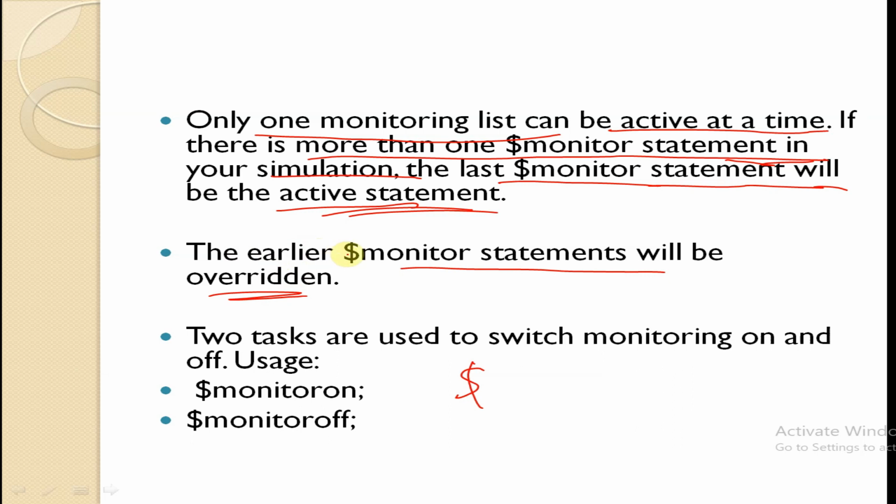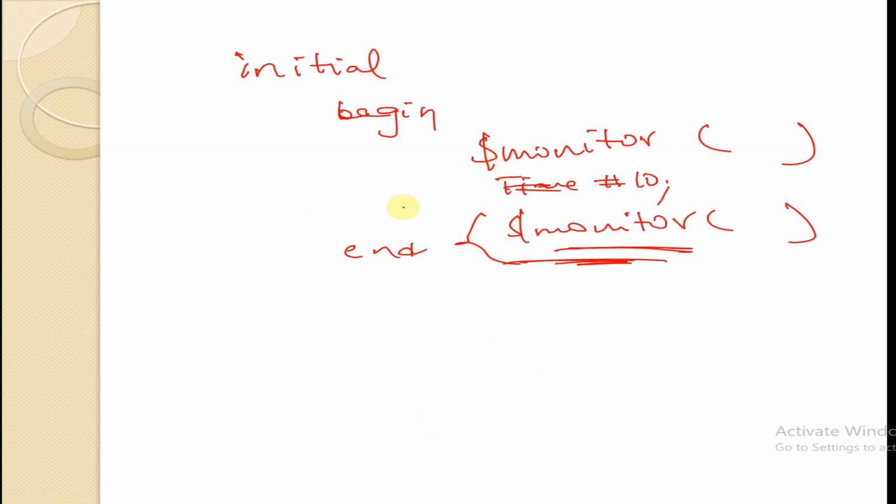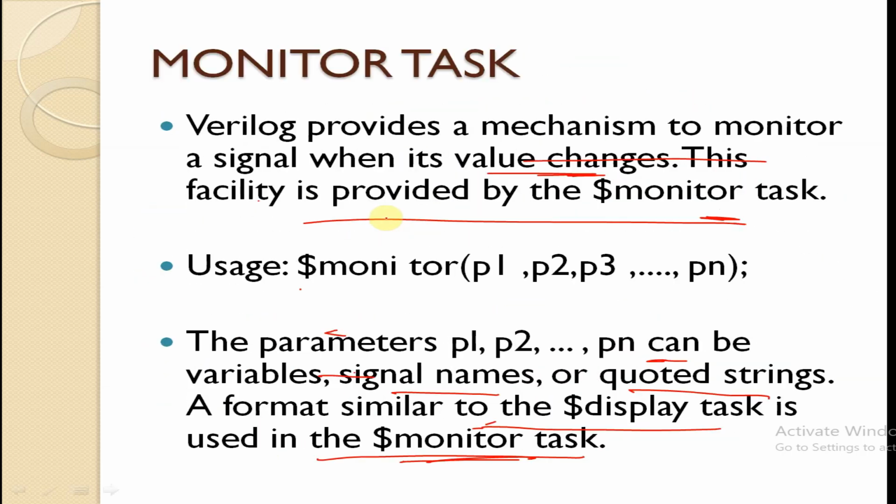And there are two tasks used to switch monitoring on and off. If we use $monitoron, then $monitor will keep on monitoring the value of the variable or argument which we have given inside the task. And if you use $monitoroff, then it will stop its functionality and it will not monitor the variable. So this is about the $monitor task in Verilog.